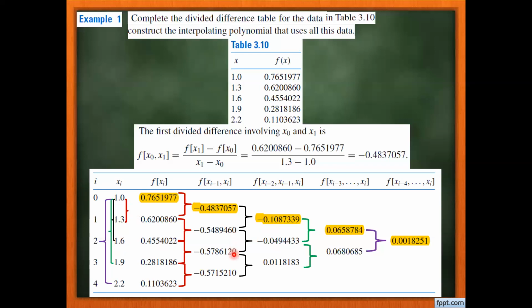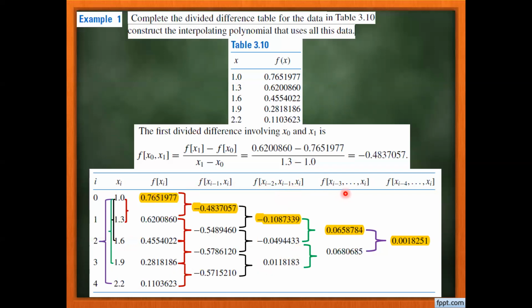Next, I will take the difference of these two values, 0.5786120 minus this value, divided by, I will take three data points, 1.9 minus 1.3, and you can see it in black. This time we have to take the difference among three data points. For the last value, I will take the difference of these two values divided by 2.2 minus 1.6. So now you are done with the fifth column of the table.